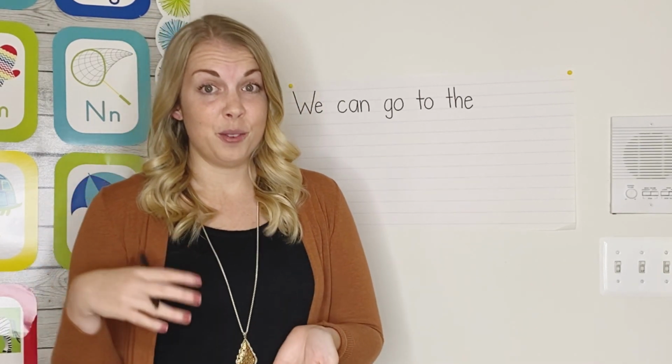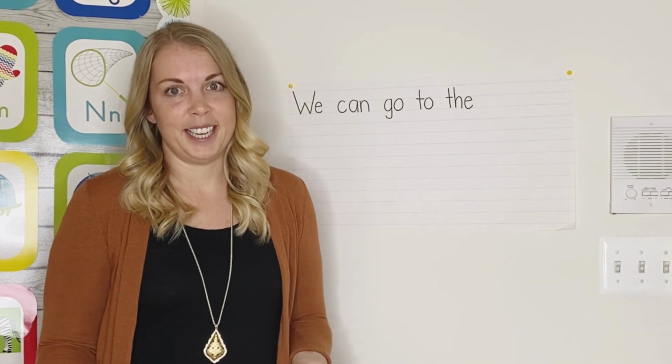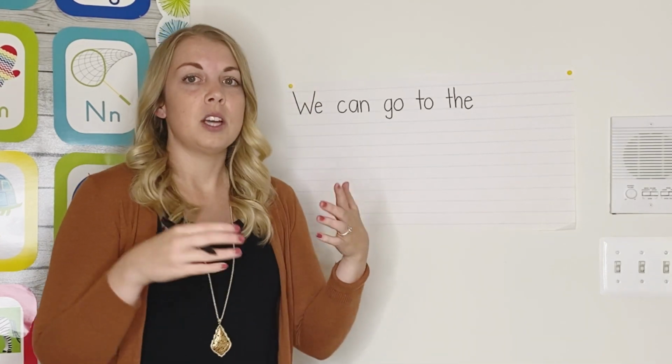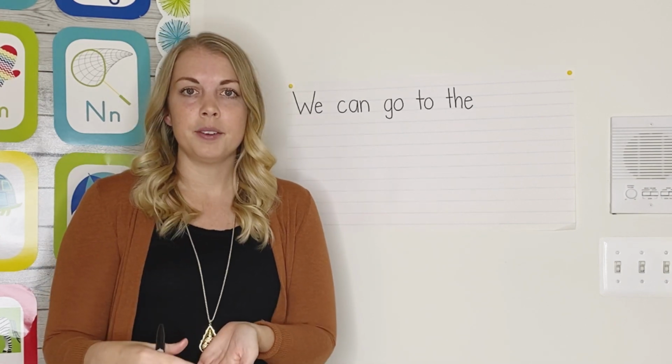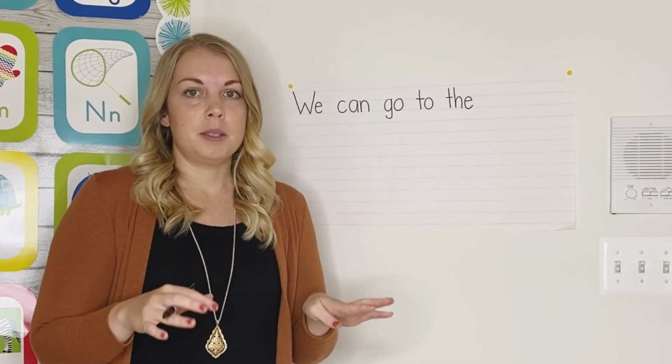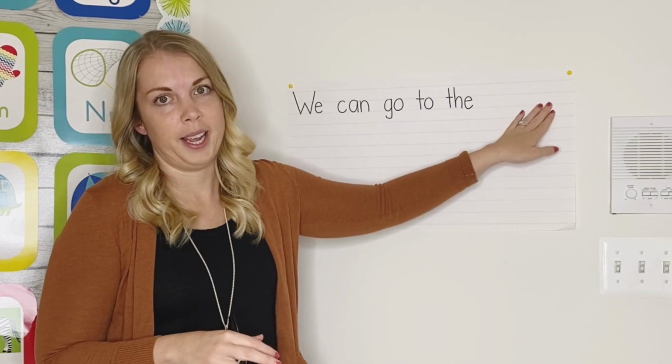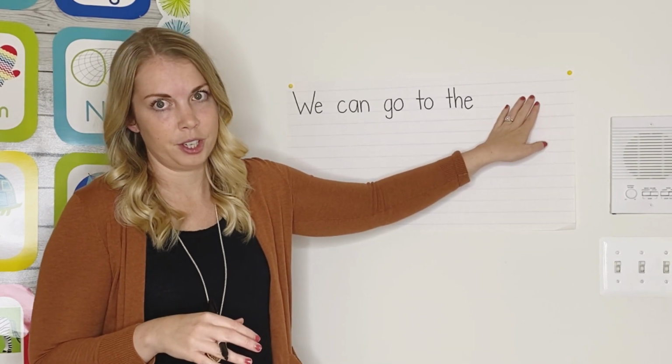So you could either have them write the word park on their own, or you could sound it out together. I like to have them write it on their own. They're going to spell it out on their own paper by themselves. So I'm actually not going to write park yet. I want them to write it first.